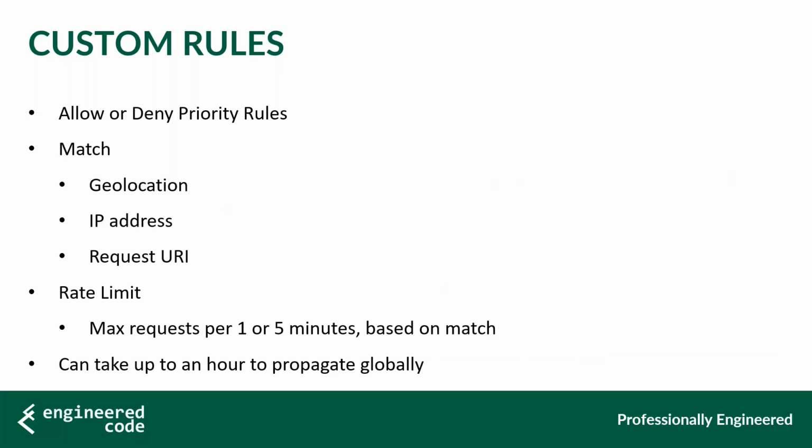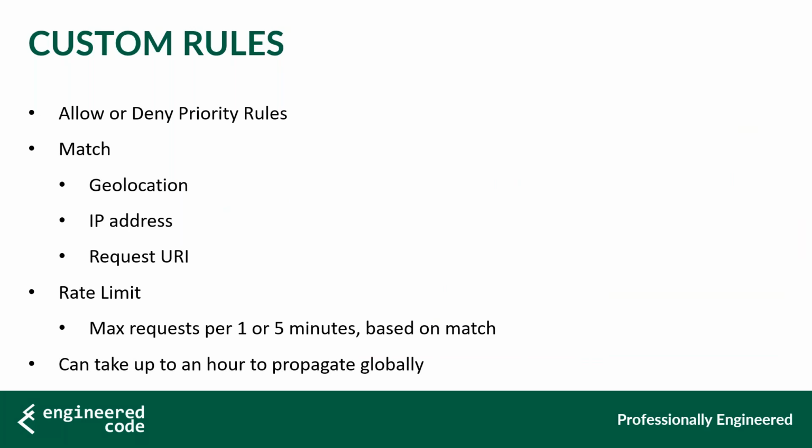There's also rate limit options. So rather than just completely blocking people, which is what the match rule generally does, it's either a yes or no. With rate limit, you can set the maximum number of requests based on one of those matches. So you can say, hey, all the people from Canada, we only allow 1,000 requests from Canada every 1 minute or 5 minutes.